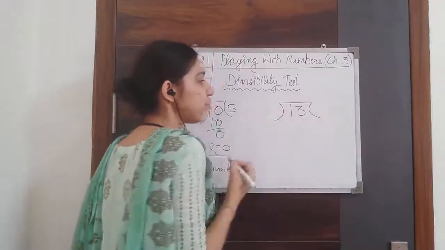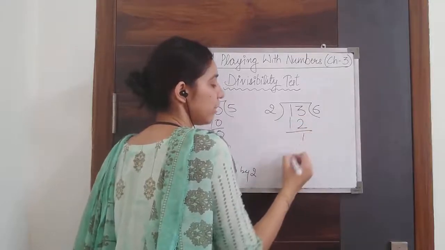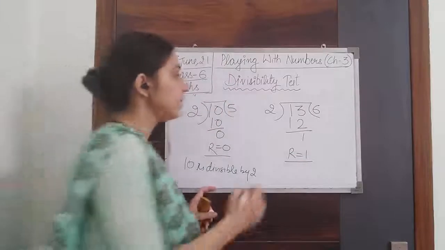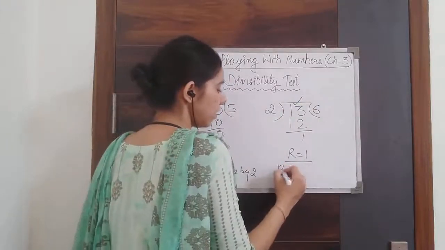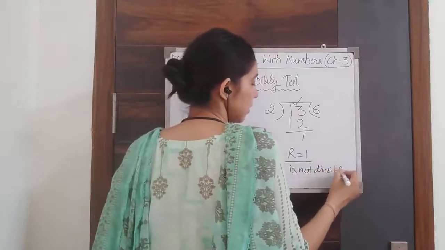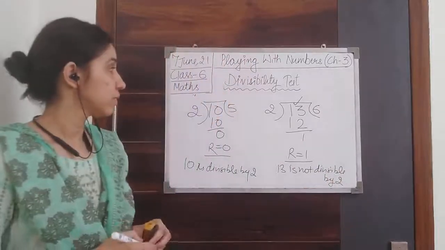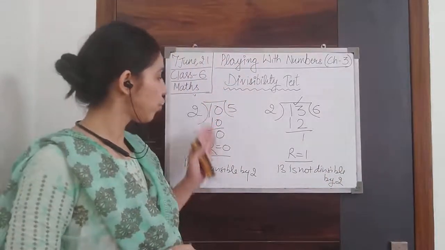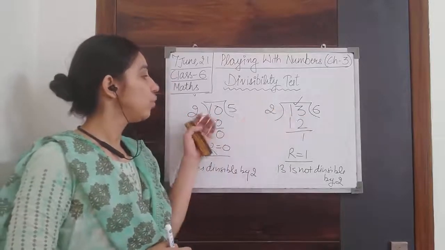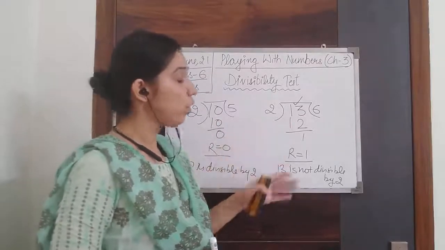If we divide it by 2, it is 12. Remainder is 1. It is not equal to 0. Then 13 is not divisible by 2. So we can see that we are performing long division to check if a number is divisible by 2, or for any other number also we have to perform long division.